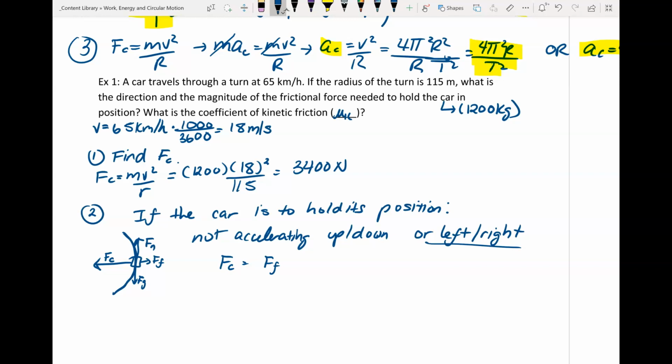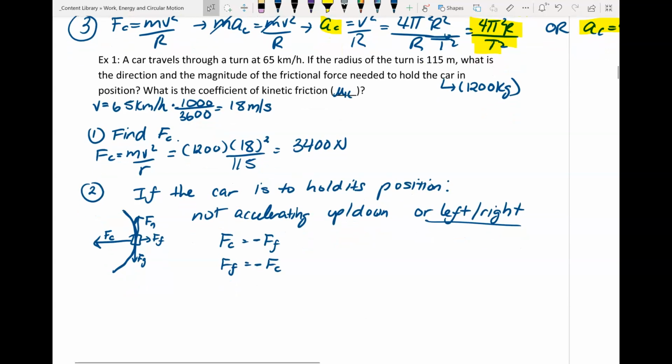But because the frictional force is opposing our motion, it's going to be negative for our direction. Or in other words, frictional force is minus Fc, which is negative 3,400 newtons. So that's one answer. The other thing we're going to do is find mu k.